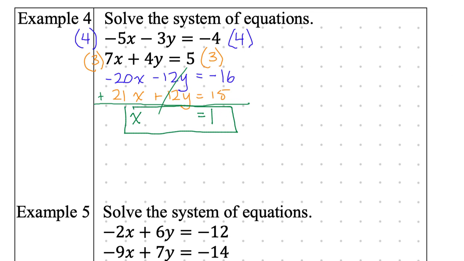Then I plug in that 1 into either one of these equations. I don't like the negatives. I like the positives, so I'm going to choose that second equation. Wouldn't that be a negative 1? It's a negative 16. Oh my gosh, I said negative 1, but I wrote positive 1.